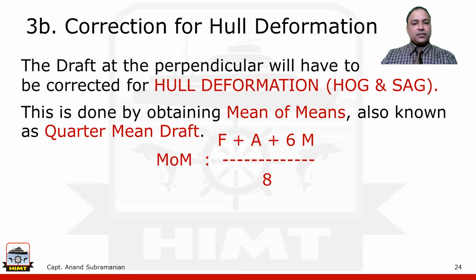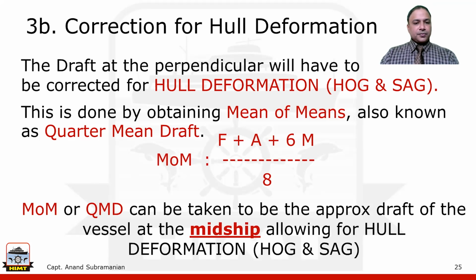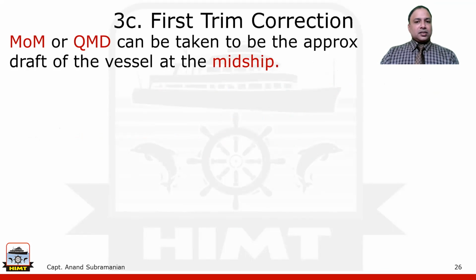This forward draft, aft draft, and the midship draft are all the drafts at the perpendiculars. Like we discussed earlier, once we have the perpendicular drafts, we don't go to the visual drafts anymore. The mean of mean or the quarter mean draft can be taken as an approximate draft of the vessel at the midship, allowing for the hull deformation, that is hog and sag. But this is not really what we need. So we go to the next correction, called the first trim correction.